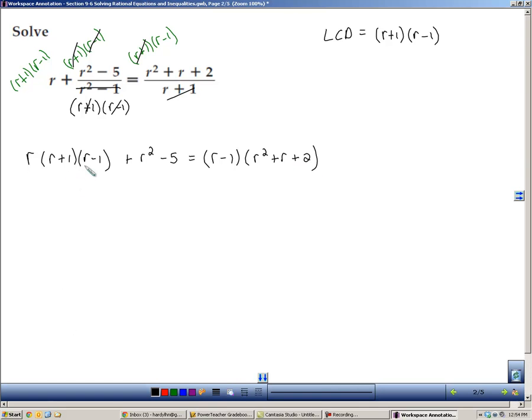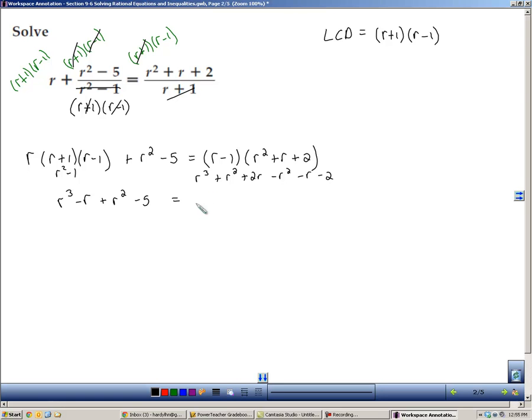Now working through this, this is really just r squared minus 1. And then if I multiply each one of those by r, I distribute. I'm going to have r cubed minus r. And then I still have the r squared minus 5 here. On the other side, if I FOIL all this out, I'm going to have r cubed plus r squared plus 2r minus r squared minus r minus 2.